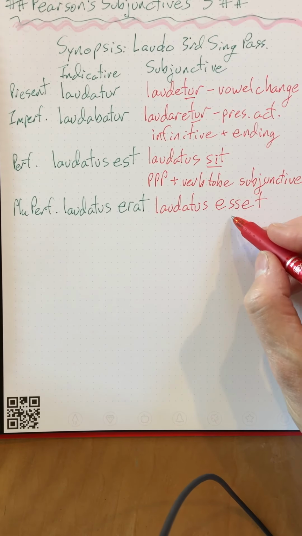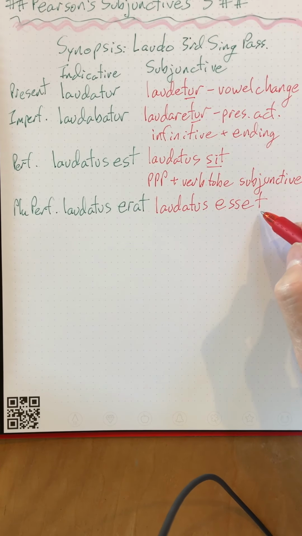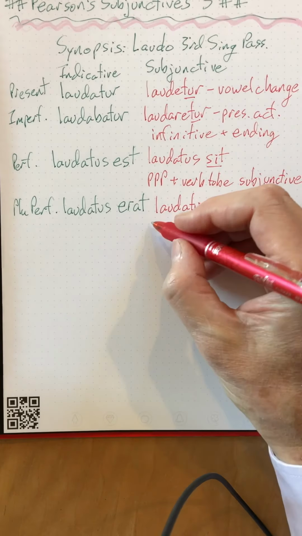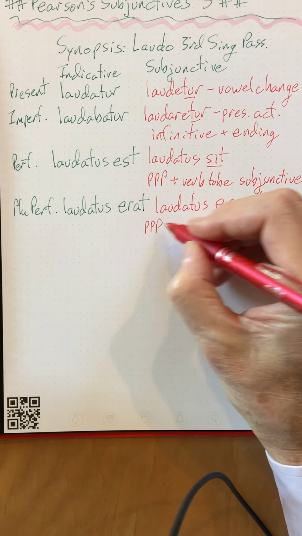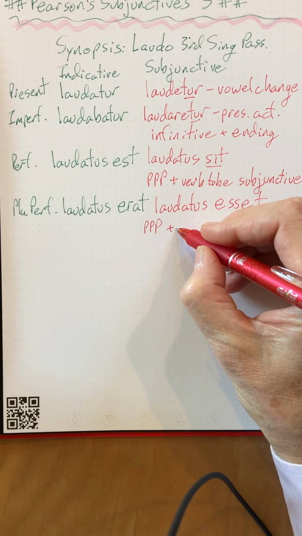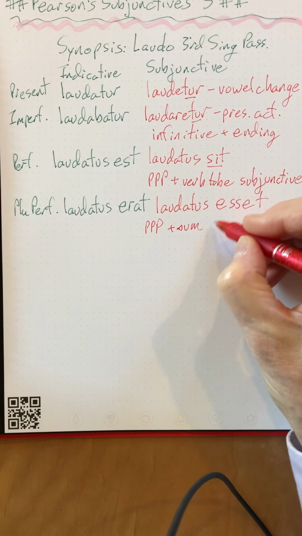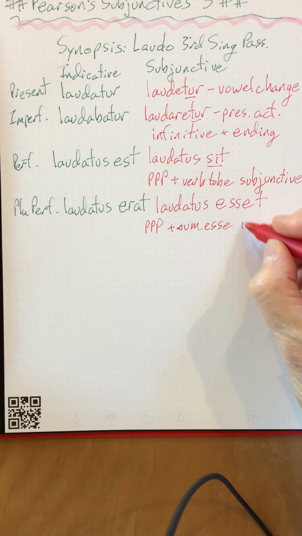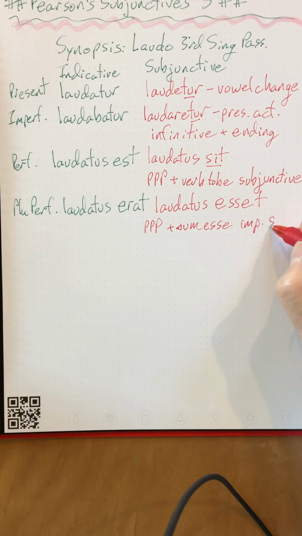remember, the infinitive of the verb to be is esse, so the imperfect of the verb to be follows all the same rules as the regular verbs. So in the subjunctive, the verb to be is actually formed regularly according to rules. Rule here is perfect passive participle plus sum, esse, verb to be, in the imperfect subjunctive.